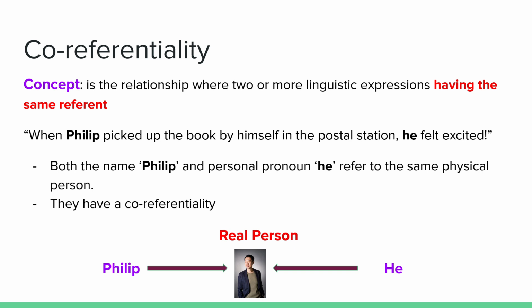Let's look at coreferentiality. The concept of the term coreferentiality is a relationship where two or more linguistic expressions have the same referent. Let's look at this sentence. When Philip picked up the book by himself in the postal station, he felt excited. So both the name Philip and the personal pronoun he refer to the same physical person, like this illustration shows here. That is to say, they both have a coreferentiality.